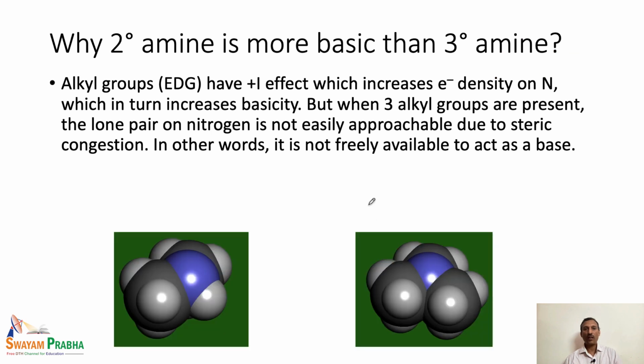So, we have already seen that the alkyl groups have the plus I effect. So, they increase the electron density on the nitrogen atom, which in turn increases the basicity. So, when the tertiary alkyl groups are present, that is when we have the tertiary amine, this is supposed to be the most basic one compared to the secondary amine.